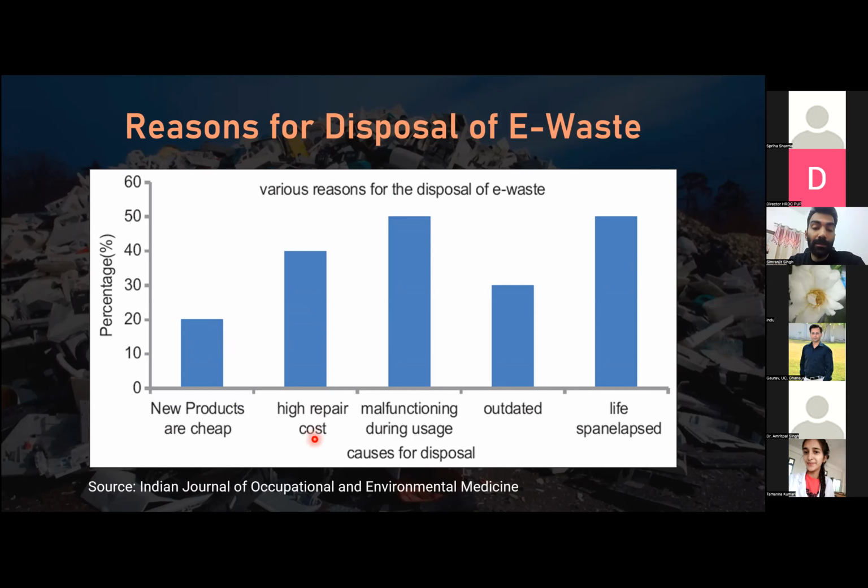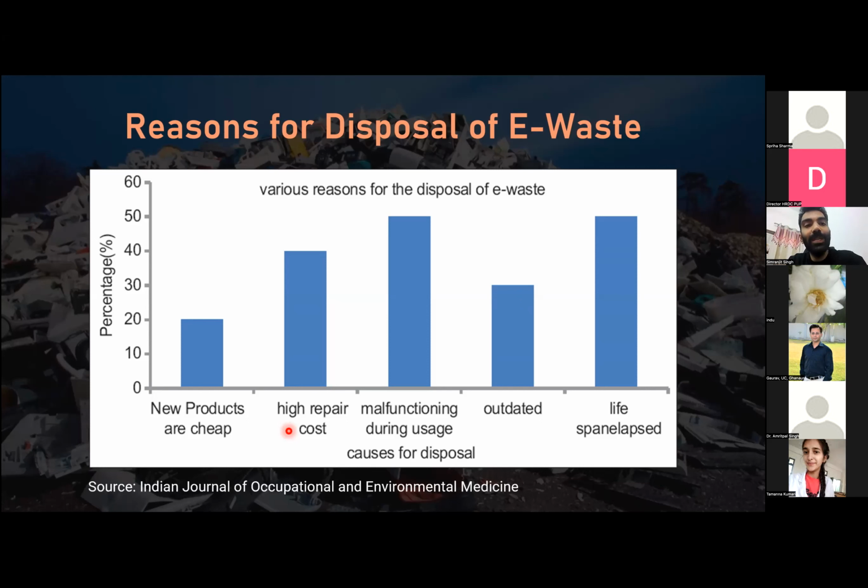High repair cost. Earlier in India, there was a very good trend of getting things repaired. If a shoe broke, people would get it repaired. If a TV broke, people would get it repaired. Now, just because they find the repair cost high and they're getting 20-30% discount on new things, people tend to go for buying new products rather than getting them repaired.